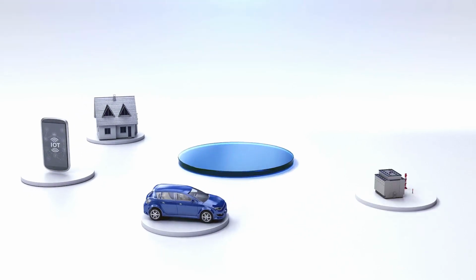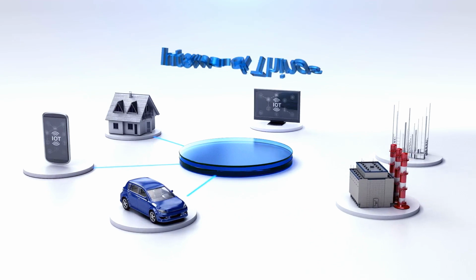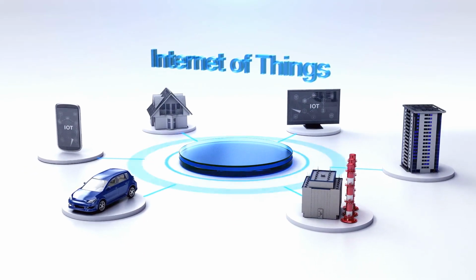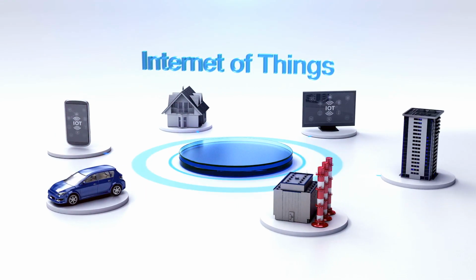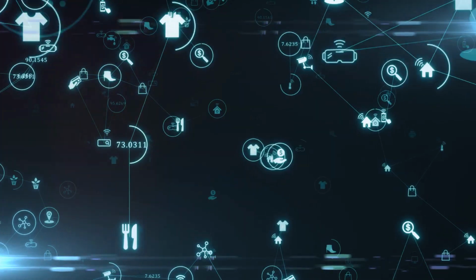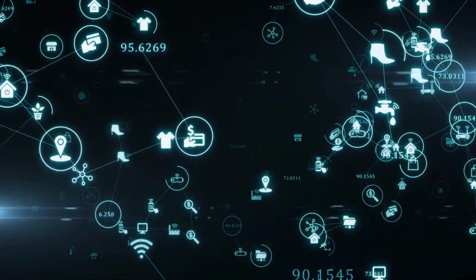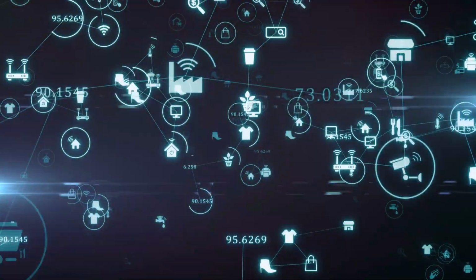At its core, the Internet of Things is a concept that describes the network of physical devices, vehicles, appliances, wearables, and other items embedded with sensors, software, and connectivity, which enables these things to connect, collect, and exchange data. It's like giving everyday objects a voice and a means to communicate, creating a world where everything is interconnected.